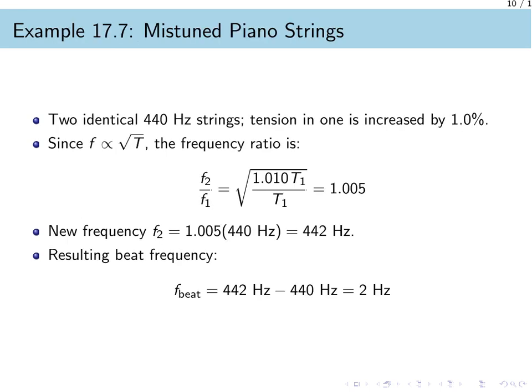If we have two identical strings originally tuned to 440 Hz, and we increase the tension in 1 by 1%, its frequency will change. Since frequency is proportional to the square root of tension, the ratio of the new frequency to the old frequency is the square root of 1.010, which is 1.005. This makes the new frequency 442 Hz. When both strings are struck together, the resulting beat frequency is the difference between 442 and 440, which is 2 Hz.